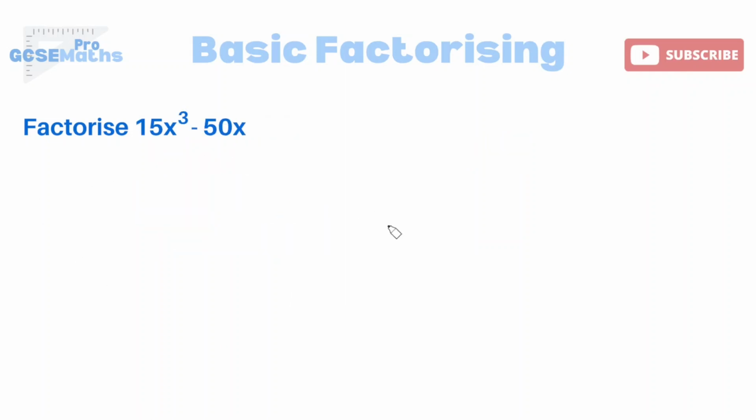Okay, this next one we now have a combination of letters and numbers that we can use as a common factor. So factorise 15x cubed minus 50x. Okay, so I know it's going to be single brackets. First of all, I'm going to look at the numbers. What's my highest common factor between 15 and 50? Well, I think that's pretty obvious. It's obviously a multiple of 5, so 5 is our highest common factor in terms of numbers.